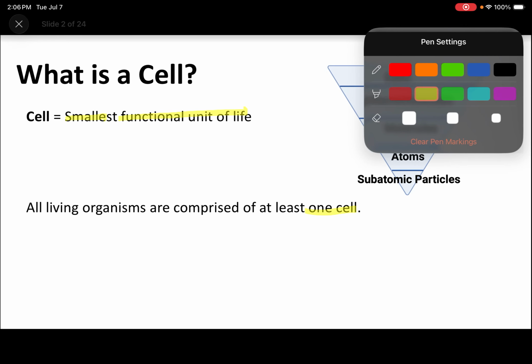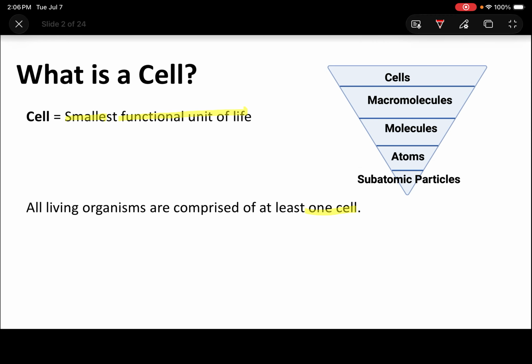So everything we've talked about so far, subatomic particles, atoms, molecules, and macromolecules, right? These are not considered living things. All of these are going to feed into and build into a cell, but they are not considered alive. Cells are the smallest functional unit of life. And so in order to understand human biology, we need to understand how cells work.